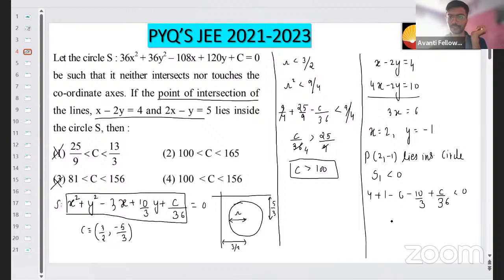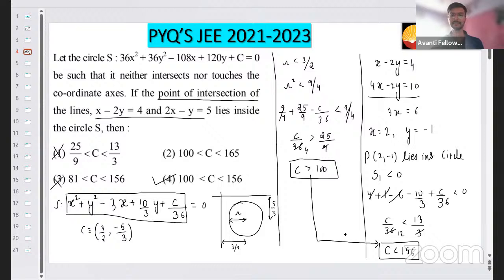So minus 4 plus 1, 5 minus 6 minus 1, minus 13 by 3. So c by 36 will be less than 13 by 3. Now 3 twelves, right? So c will be less than 13 twelves, 130, 143 and 156. C will be less than 156. So option number 4 is our answer: C is greater than 100 and C is less than 156. So option 4 is the answer.